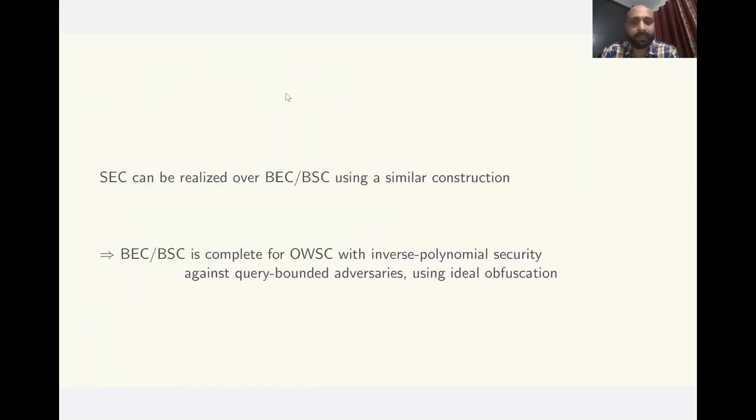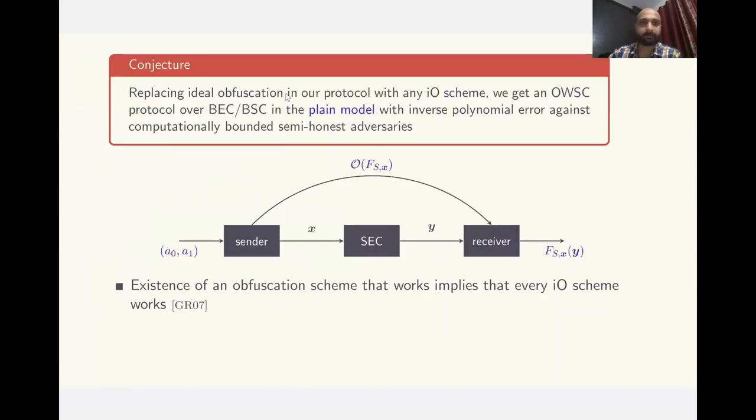SCC can be realized over BSC or BEC using similar construction, as we mentioned in the beginning. And the functionality F can be realized using the string ROT that we just now realized. This concludes the proof of our theorem.